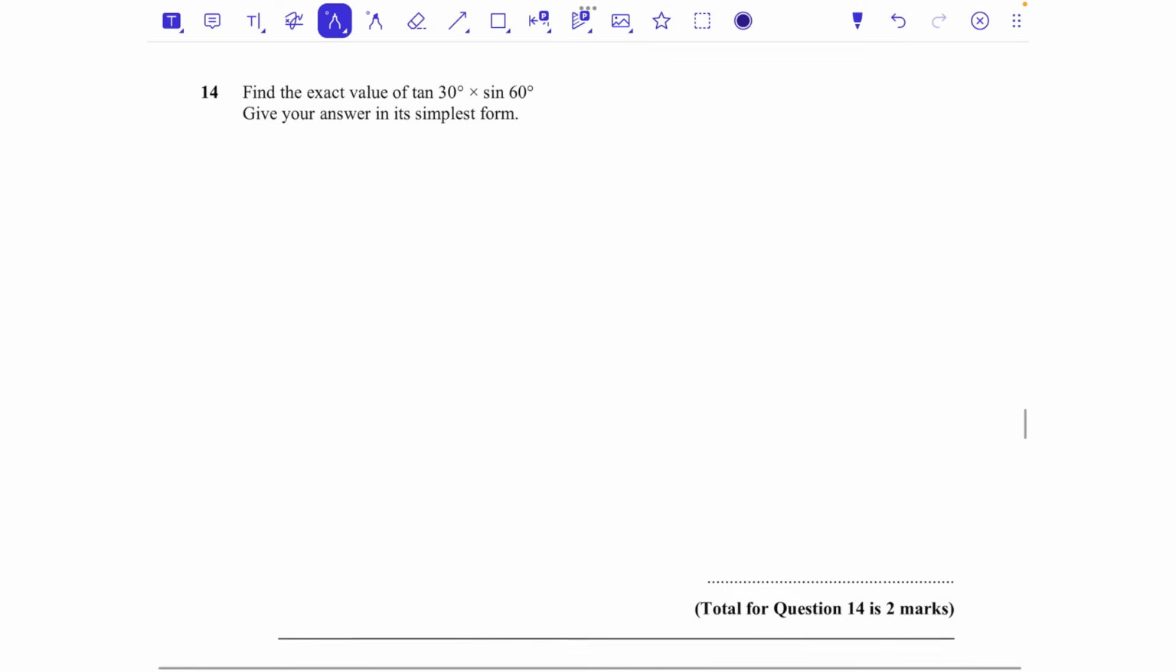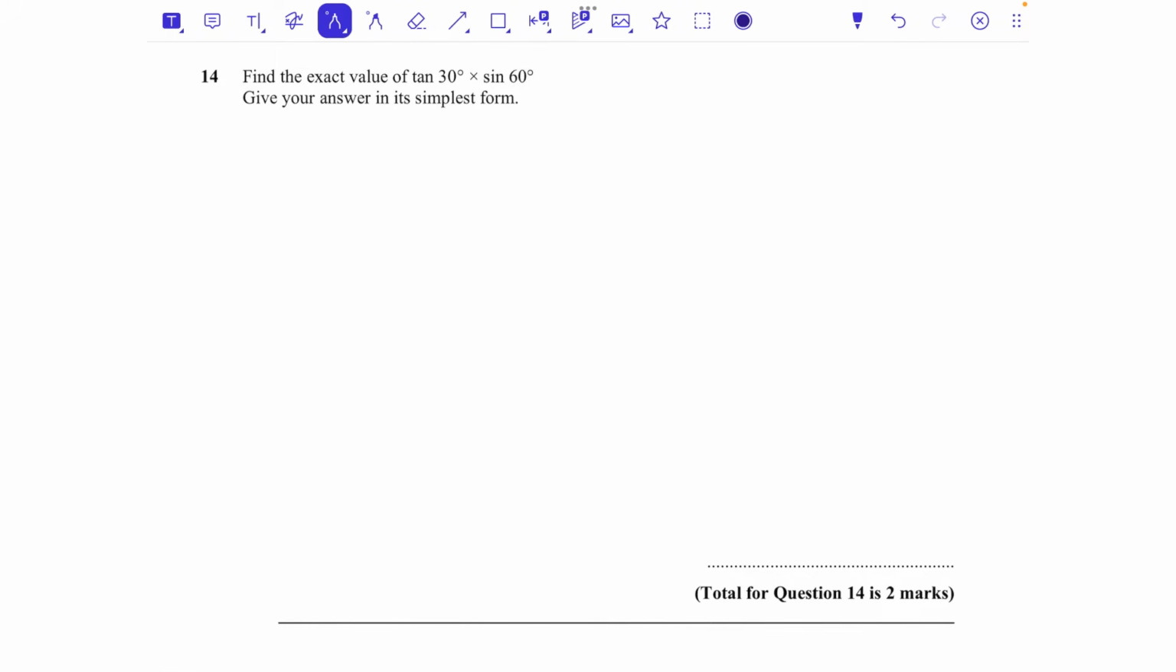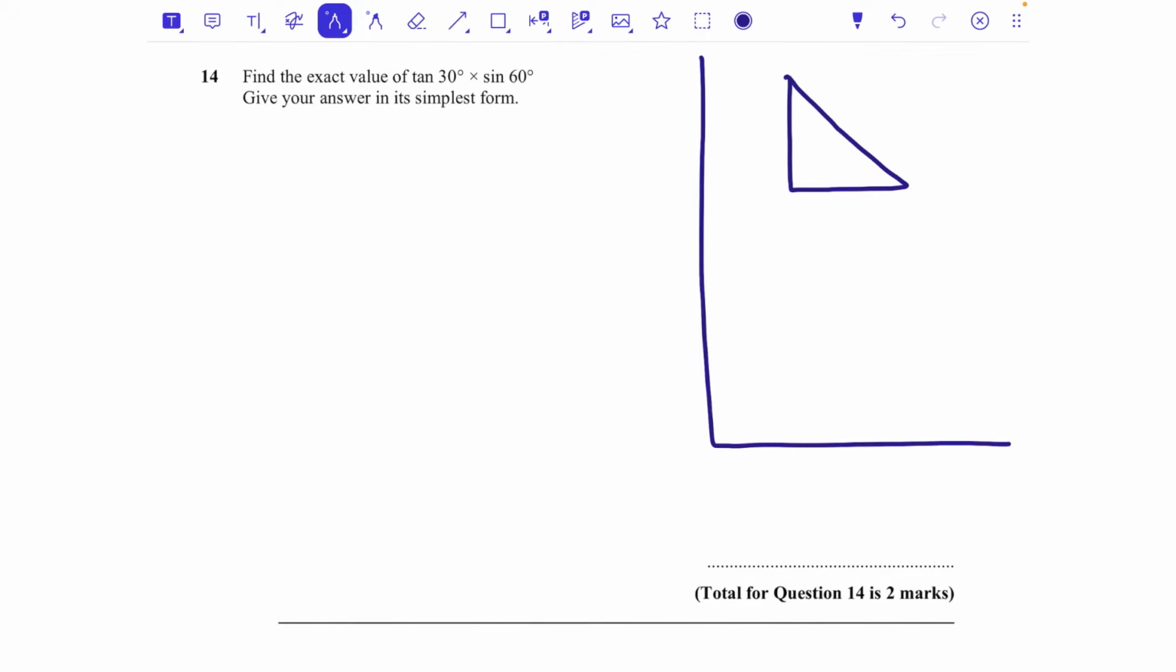Okay, question number 14. Find the exact value of tan 30 times sine 60. Give your answer in its simplest form. I've been doing this with my Year 11s this week. For exact values, there are lots of different ways to remember them. I personally remember the two triangles: 1, 1, root 2, with 45 and 45. We don't actually need that one for this question. And I remember this triangle: 1, 2, root 3, with 60 and 30.